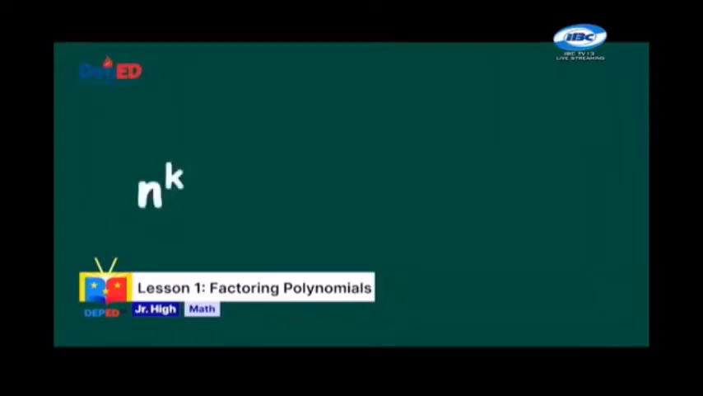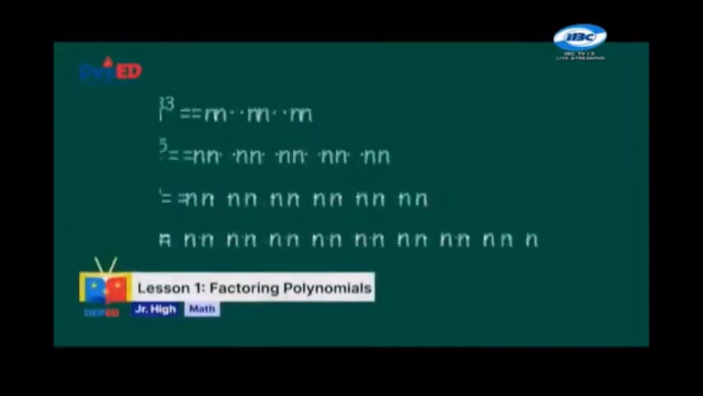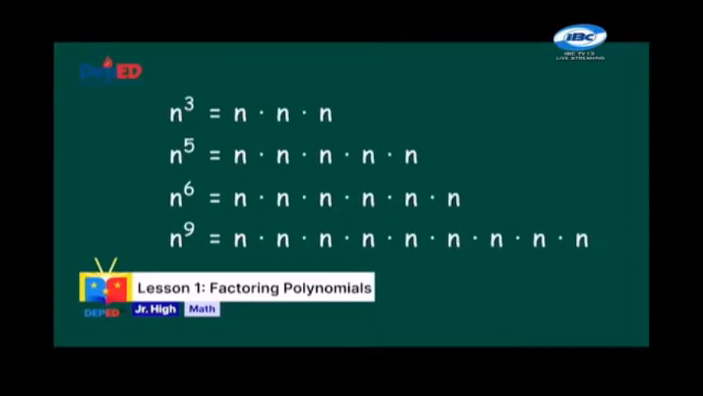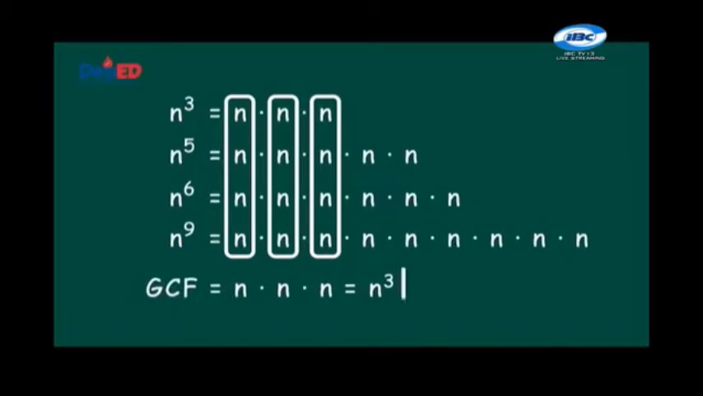An exponent k means n is multiplied by itself k times, based on the given exponent. So n cubed is n times n times n. Same goes for the expression n raised to 5. It is equivalent to the product of n written 5 times. Also with the other expressions. What did you observe? How many n is common in the factors? The greatest common factor is n cubed, or n raised to 3, from n times n times n.